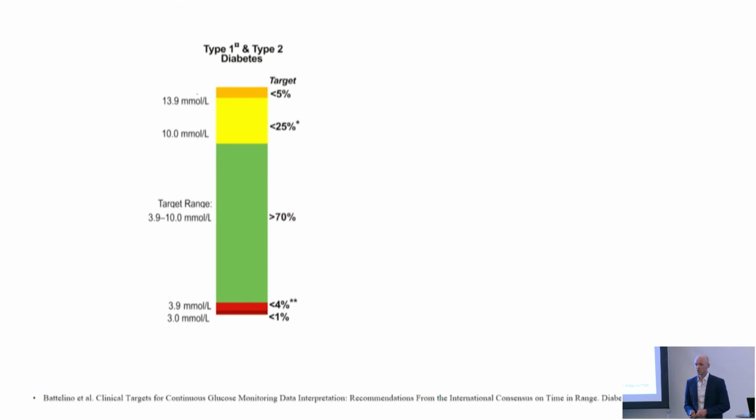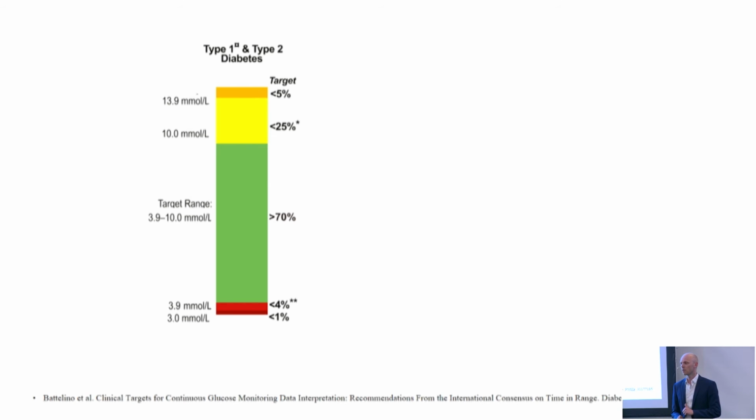They also published some guidelines suggesting targets for time in ranges. You can see these are for type 1 and type 2 diabetics, and they suggest to spend more than 70% of your time in target range 3.9 to 10.0, and then also allowed to spend a little bit of time in hypoglycemia. But these are not for CKD patients.